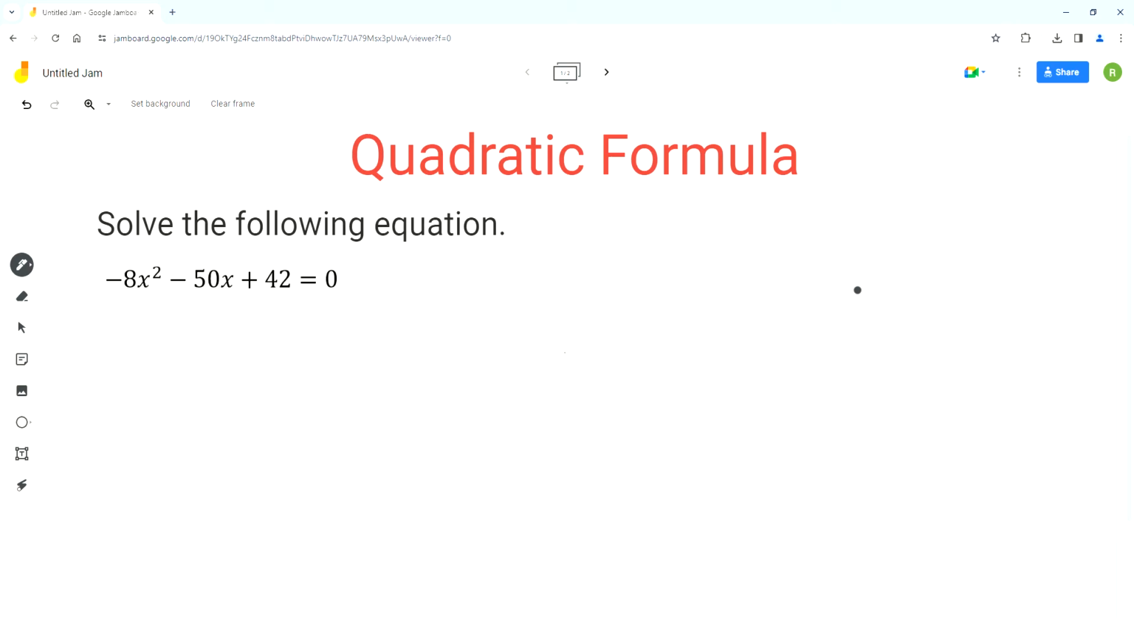So in this video, we'll solve this quadratic equation using the quadratic formula. Now this is a quadratic equation because the highest power on the variable x is 2. The numbers in these three terms are -8, -50 and 42, and these are even numbers.